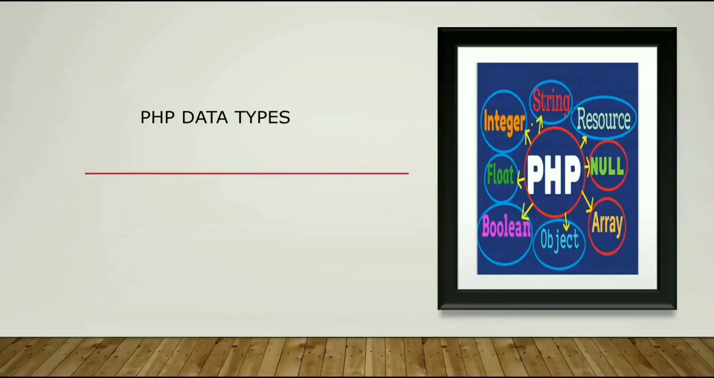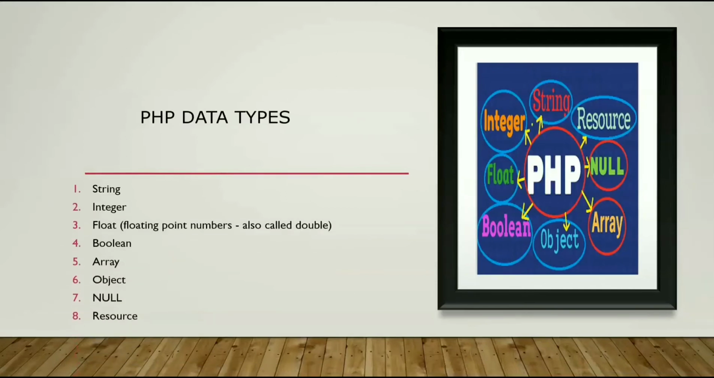Let's see different data types. So in the PHP, there are a total of 8 data types. First one is string. Second, integer. Third, float, which is also called double. Fourth, boolean. Fifth, array. Sixth, object. Seventh, null, and eighth, resource. So resource is basically used to assign or take particular resources such as database, files, and so on.